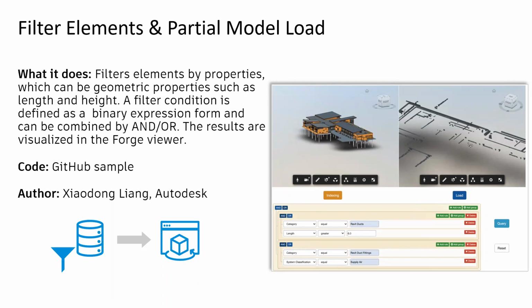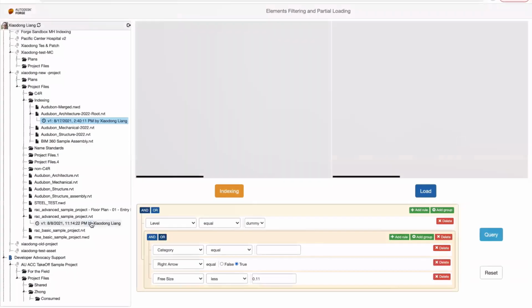So the next one is filtering elements and partial model load. This sample demonstrates filtering elements by properties, which can be geometric properties such as length and height. The filter condition is defined as a binary expression and can be combined by AND or OR. The results are visualized using Forge viewers. So now let's take a look at the demos.